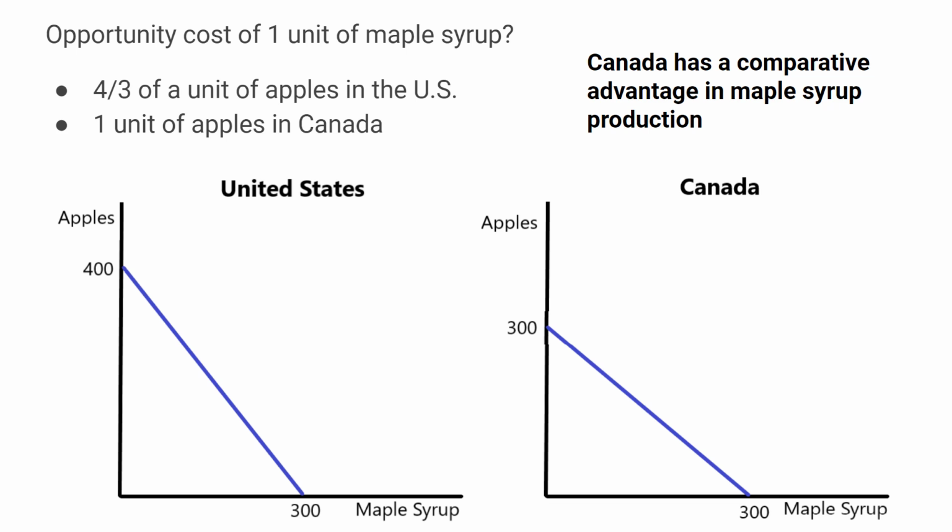And if we have two goods and two countries, one country would always have a comparative advantage in one of those goods, and the other would have a comparative advantage in the other good, unless the opportunity cost just happened to be exactly the same, in which case there'd be no gains from trade.